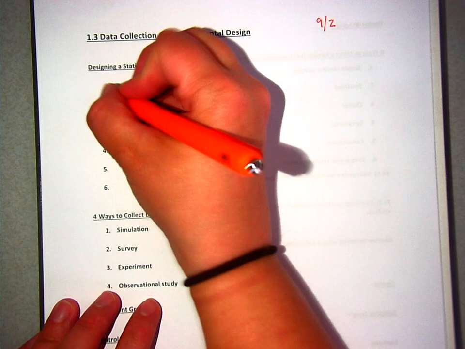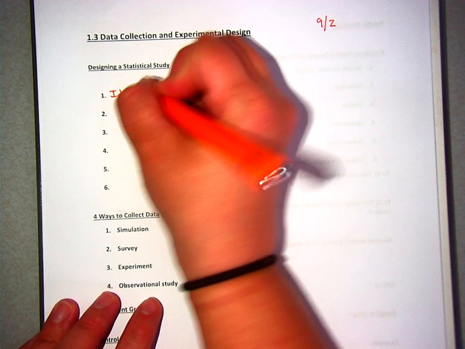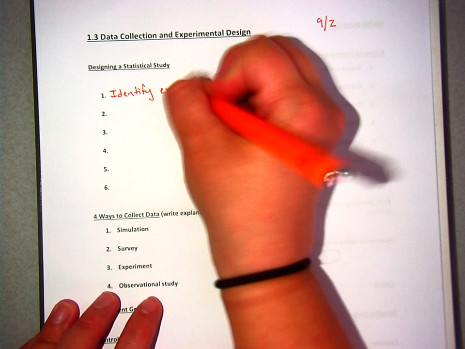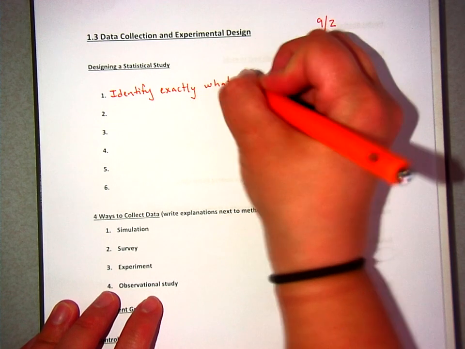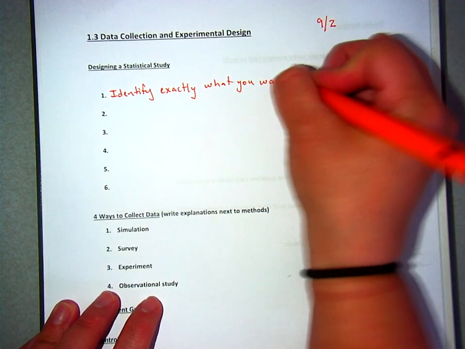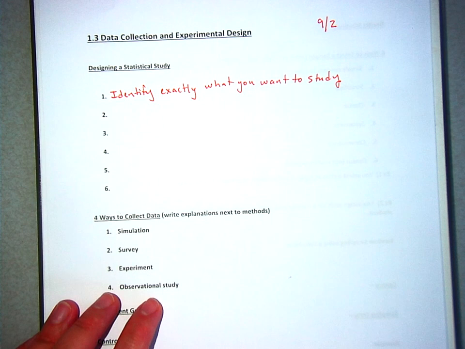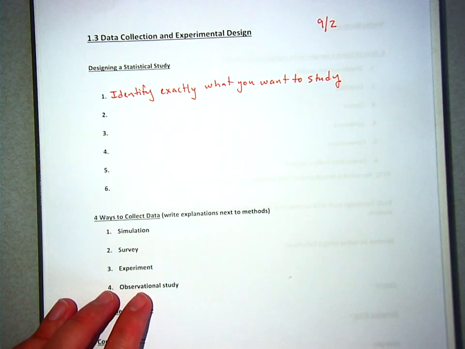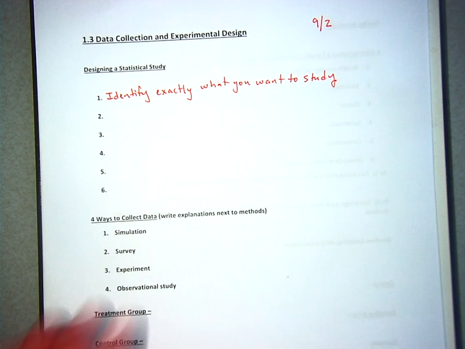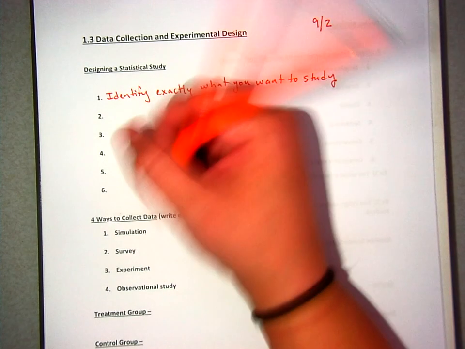All right, step 1. Identify exactly what you want to study. For example, let's say that you're trying to do a study on people's grip test, like how strong they can grab onto something. How are you going to do that? Exactly how are you going to measure it? Like what are you looking for? What kind of devices do you need?